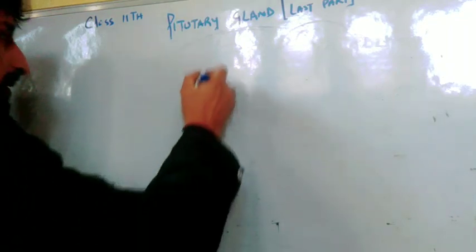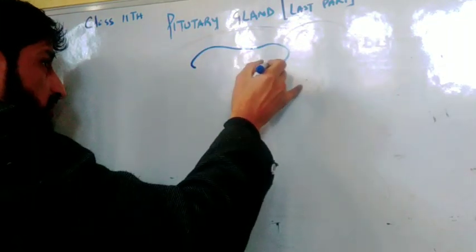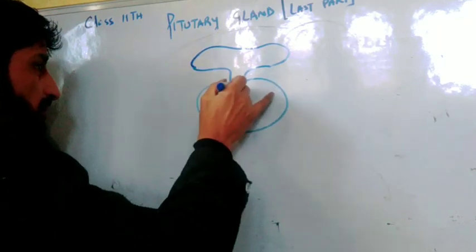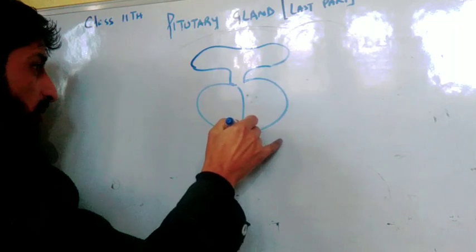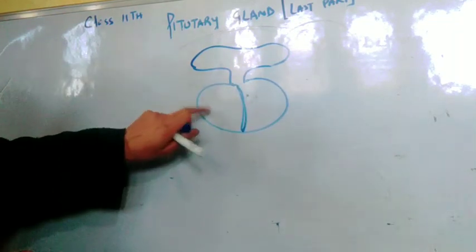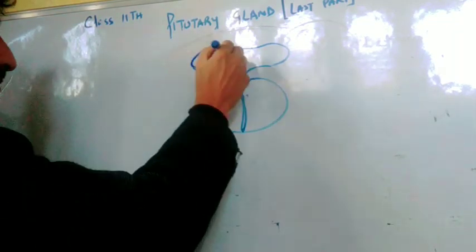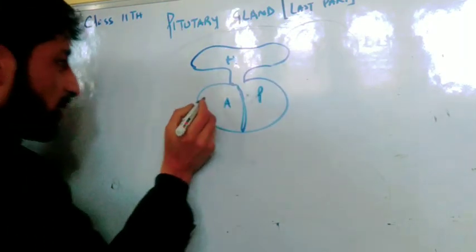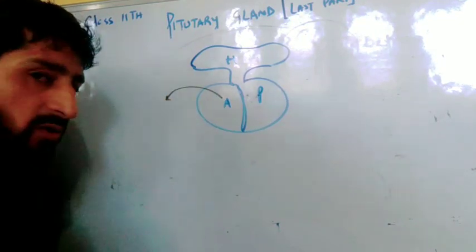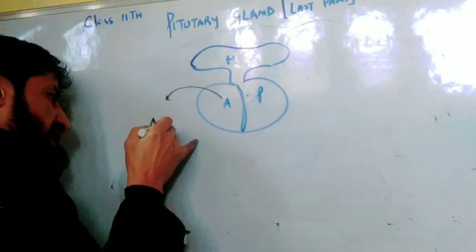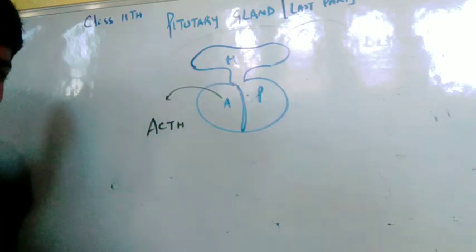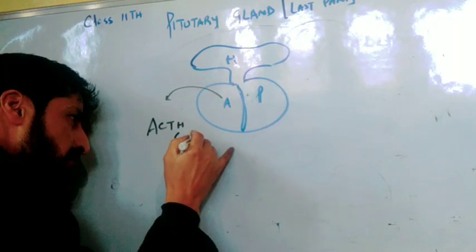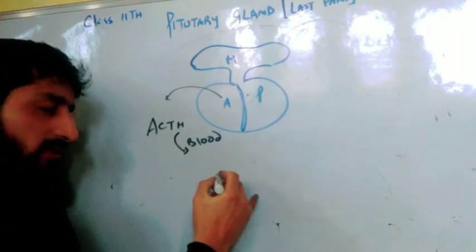Now, again, let us suppose this is the pituitary gland, that too the anterior lobe. Here is the hypothalamus, the posterior lobe, and the anterior lobe of the pituitary gland. From this anterior lobe, another hormone is produced. That hormone you call ACTH, adrenocorticotropin hormone. Likewise, it's a proteinaceous hormone. This hormone is also drained into the blood, and blood takes it to the target organ.